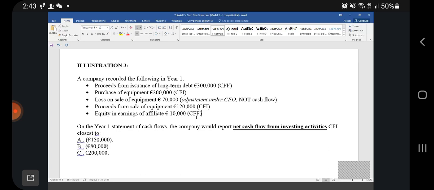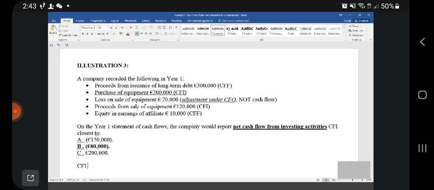That means that this part of the financial statement, the cash flow statement, goes under financing activities, not investing. Okay, the word affiliate is the key word here. It's not saying investment, and therefore it is part of financing for companies. So if we consider purchase of equipment 200 and proceeds from sale of equipment 120, that means that this is the right answer over here.